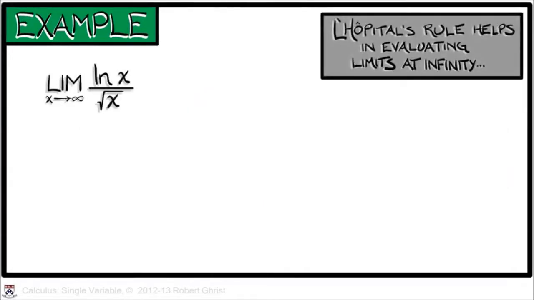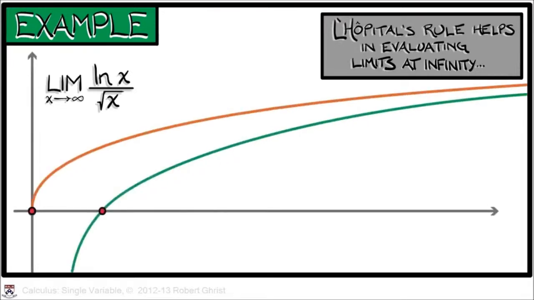Now, L'Hopital's rule can also help in evaluating limits at infinity. Consider the limit as x goes to infinity of log of x over square root of x. It's maybe not apparent what that limit is going to be. Log of x and square root of x both become infinite as x goes to infinity, but at what rate? Is there one that is bigger than the other?